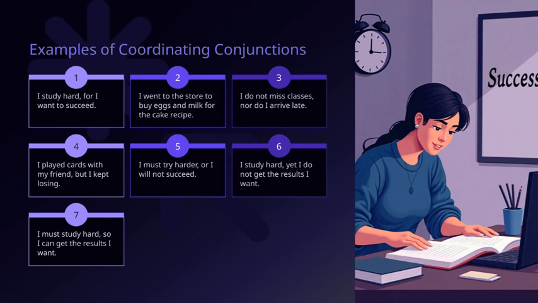First, notice the sentence, "I study hard, for I want to succeed." The word "for" here links two related thoughts, my effort and my goal. It's a way to explain the reason behind my action.